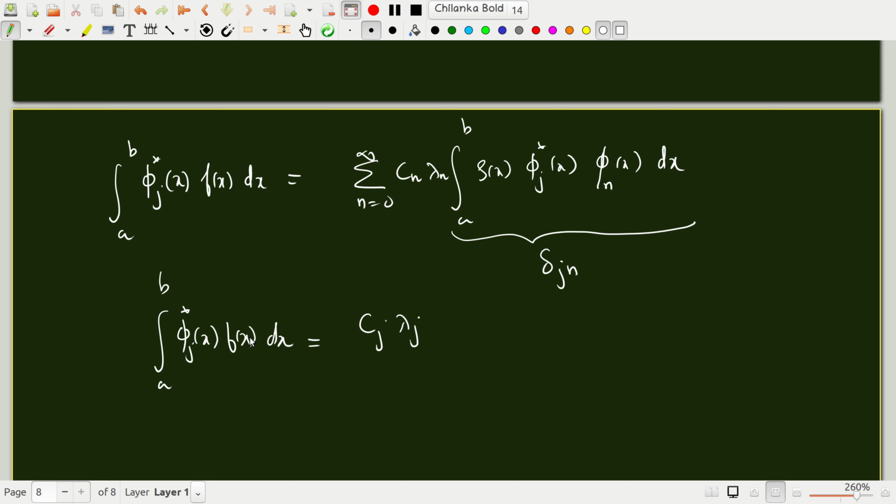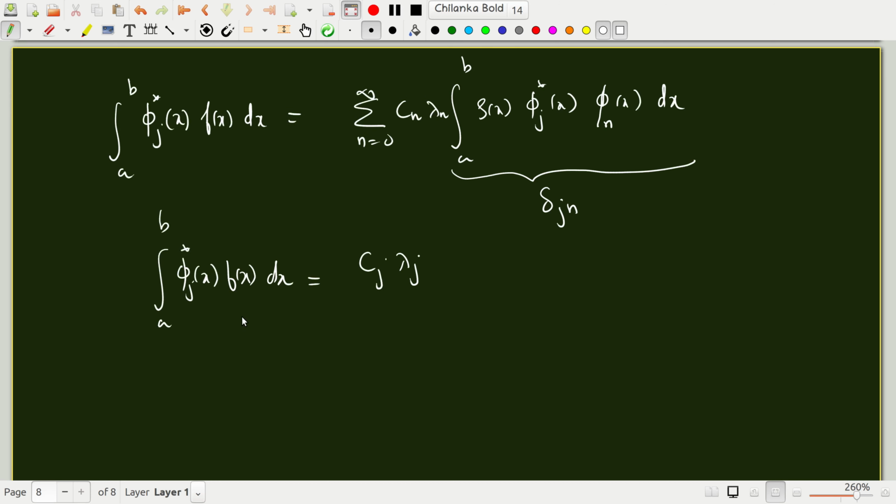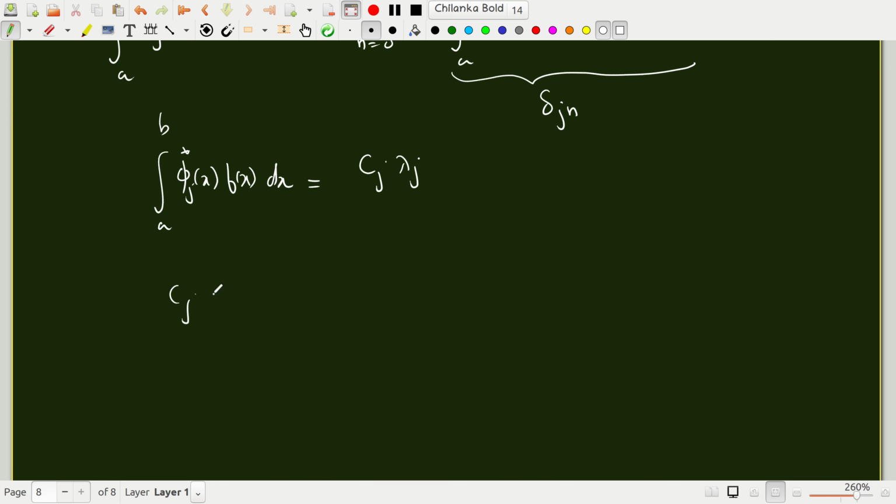Okay, so this is the way you find the constants. So the constants are nothing but 1 by lambda. Suppose instead of j, if I say n, Cn is 1 by lambda n, integral a to b phi n star of x f of x dx.